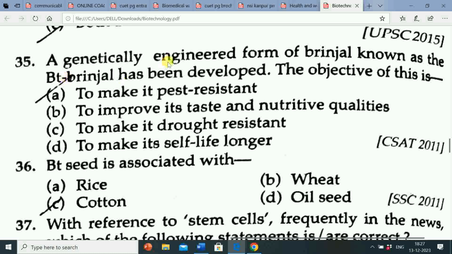So the question is, a genetically engineered form of brinjal known as the BT brinjal has been developed. The objective of this is, correct answer is to make it pest resistant.